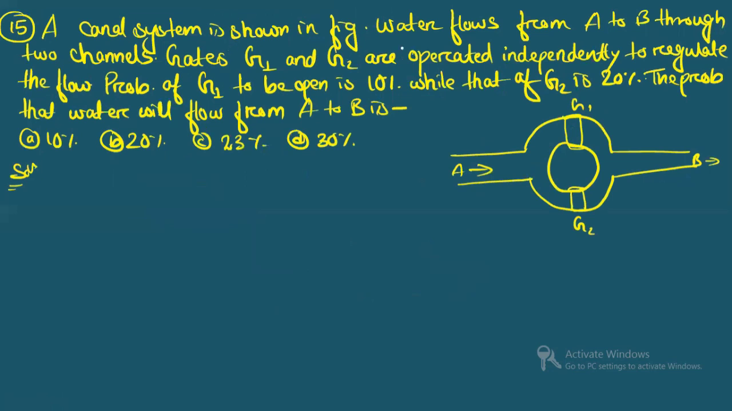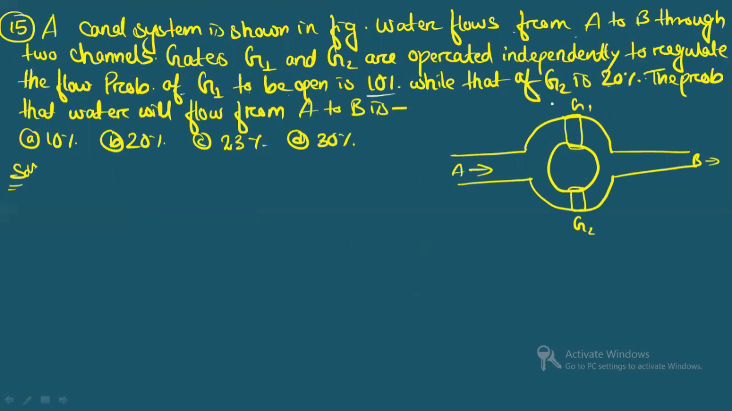Next, it is said a canal system is shown in figure. Water flows from A to B through two channels. Gates G1 and G2 are operated independently to regulate the flow. The probability of G1 being open is 10% and that of G2 is how much? 20%. So the probability that water will flow from A to B is what?